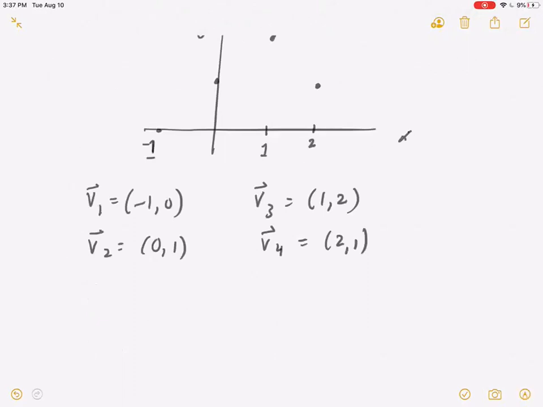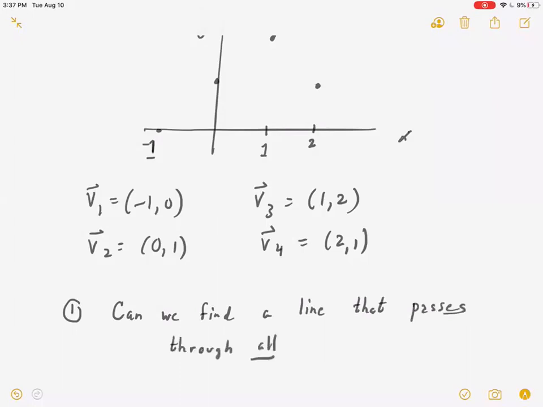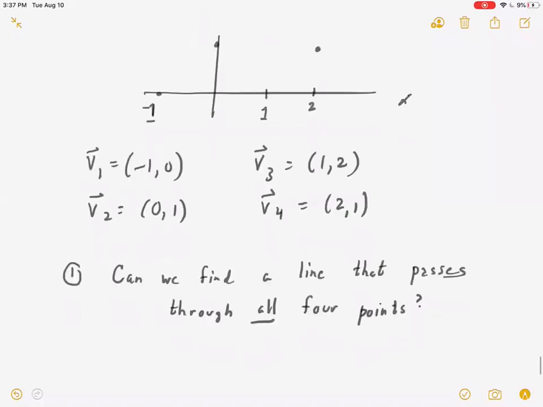So, first question, can we find a line that passes through all 4 points? And the answer is no.